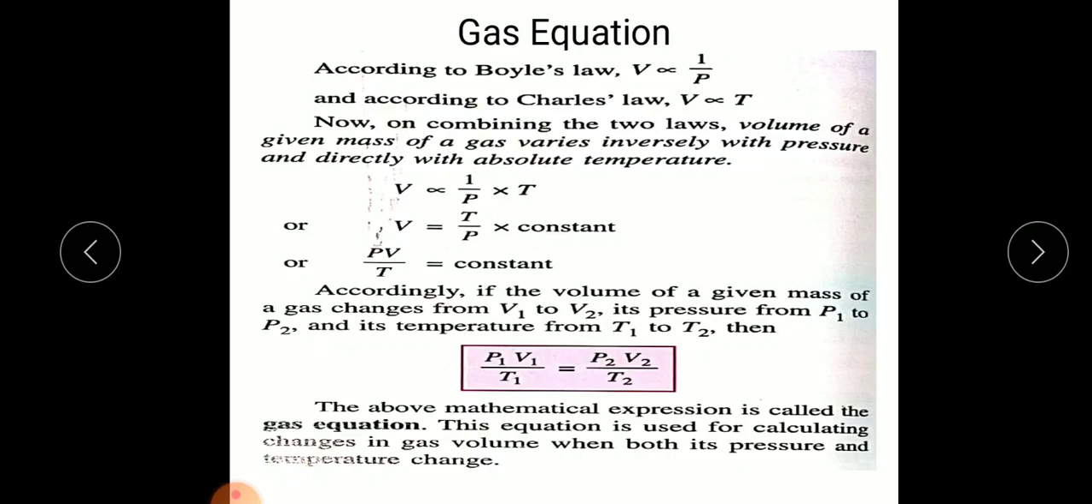So this is how we derive the equation. P1 V1 by T1 equals P2 V2 by T2. This is the gas equation. We need to remember this equation for our numerical.